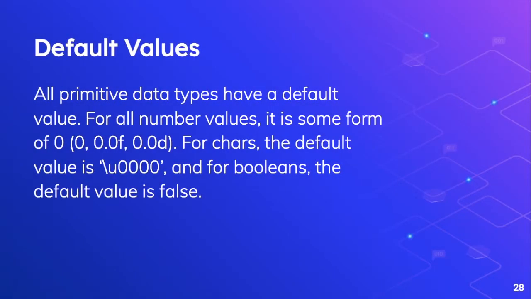Default values: all primitive data types, and reference data types, have default values too, but we'll get to that later. Not in this section, of course. For all number values, it's some form of 0, so it's 0. If it's a float, it's 0.0f, and if it's a double, it's 0.0d, and just stuff like that. For chars, the default value is the Unicode character \u0000, and for booleans, the default value is false.